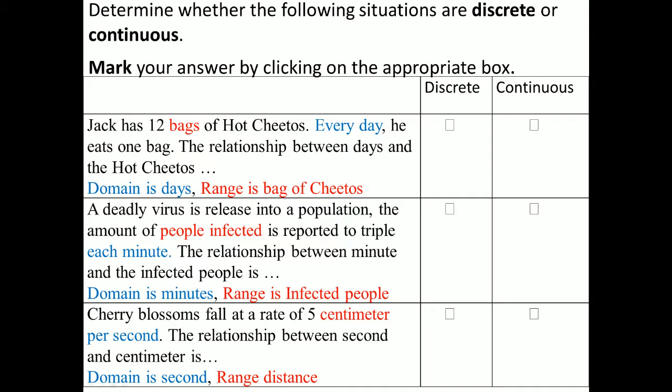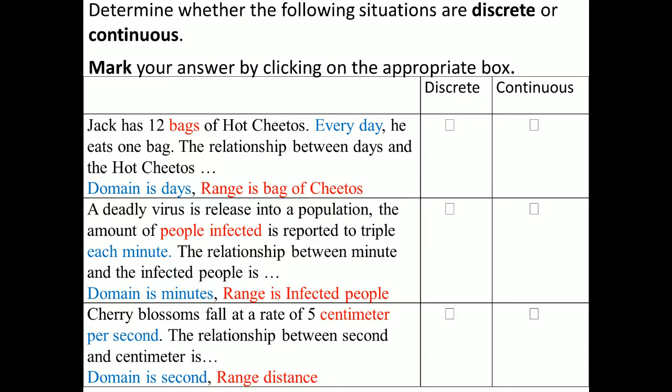Alright, determine whether the following situations are discrete or continuous. To do this, we want to look at the domain and range, right? What I wrote here is part of the solution, but it wasn't provided, okay? So here, the first one, Jack has 12 bags of hot Cheetos. Every day he eats one bag. The relationship between days and the hot Cheetos. I noticed that the domain here is days and the range is the bags of Cheetos.